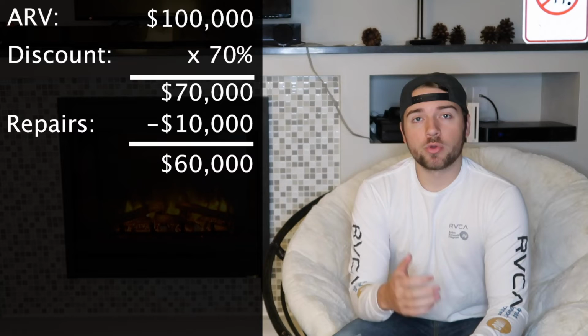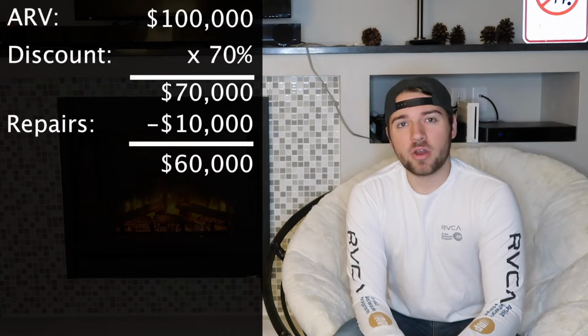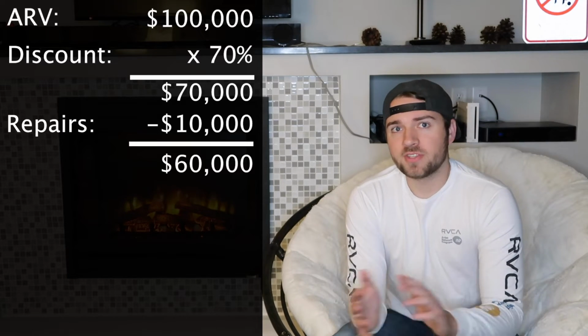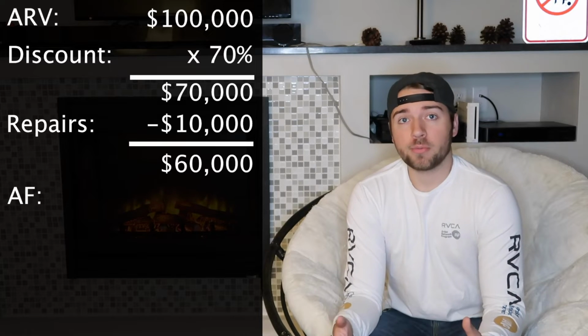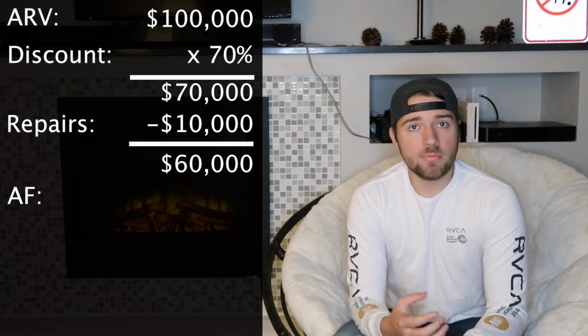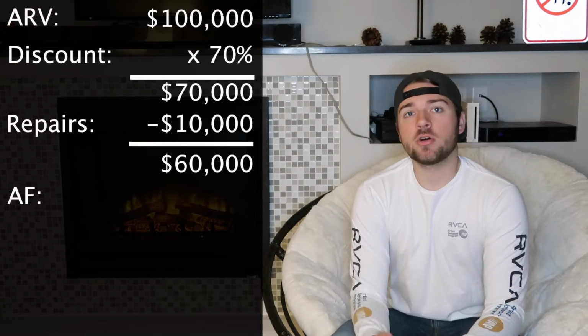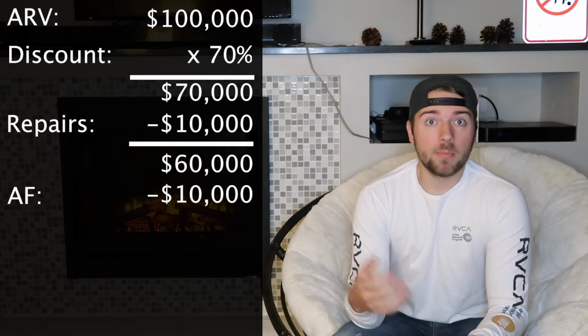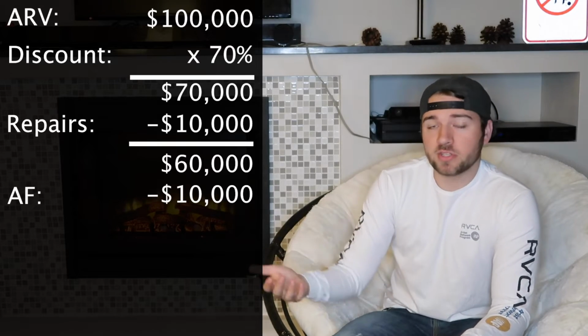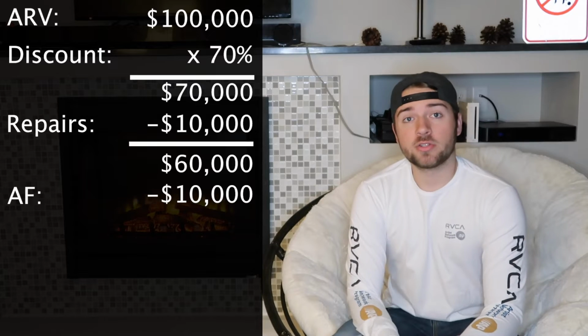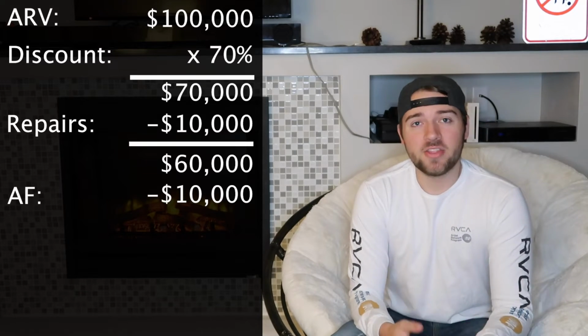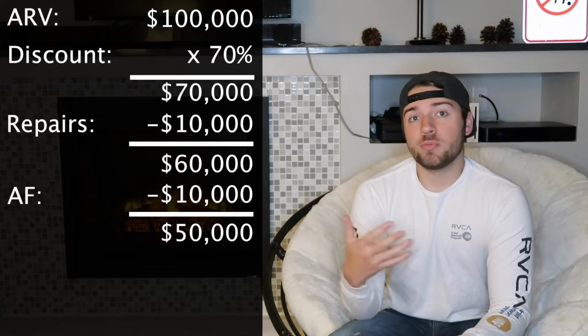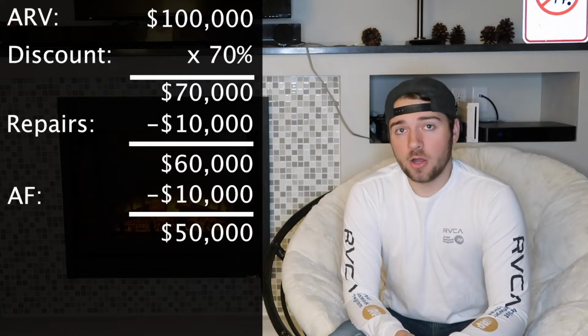And then what we're going to want to do is subtract whatever sort of assignment fee that we want to make on this property. So if you want a minimum of only making $10,000 every deal, obviously you can't go above this number. Let's say we're at $60,000 now. If you subtract another $10,000 for your assignment fee, that leaves us at $50,000, and that would be our maximum allowable offer, also known as the MAO.